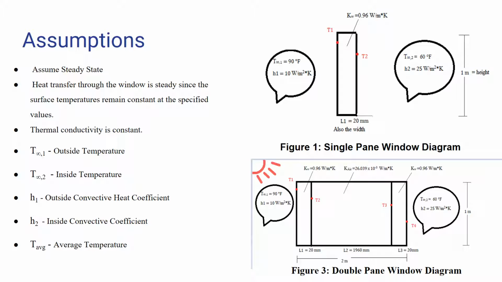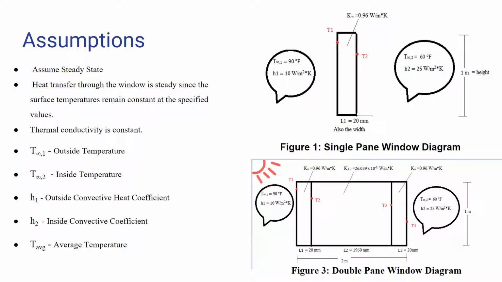For this experiment, the following conditions and parameters were assumed for the project. We assumed it's a steady state type of problem. The heat transfer through the window is steady since the surface temperatures remain constant at the specified values. We will also assume the thermal conductivity is constant.